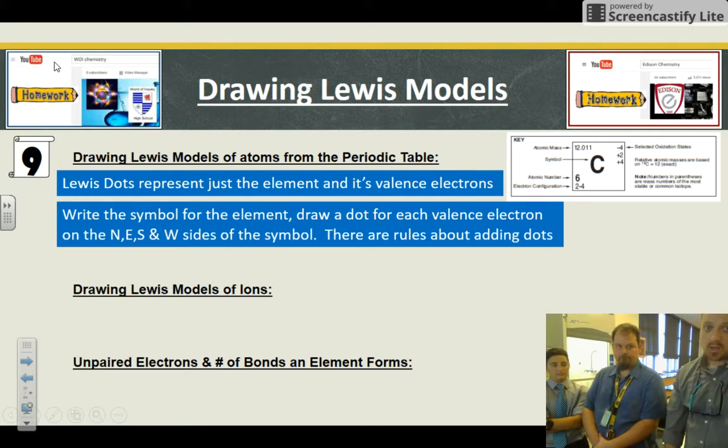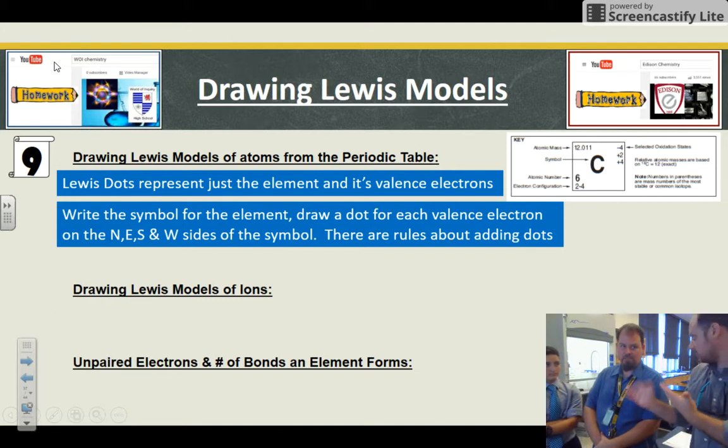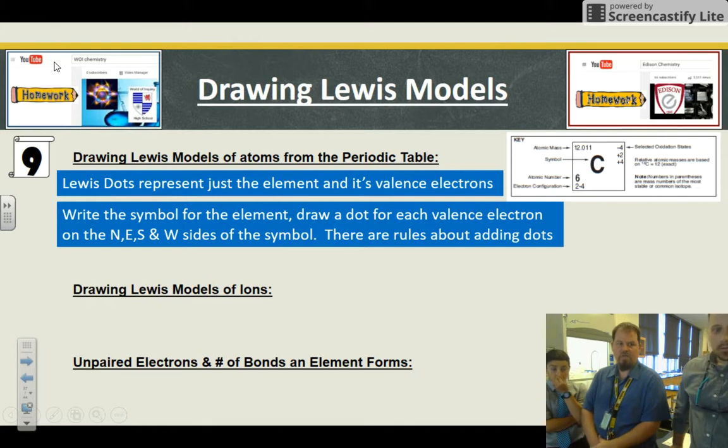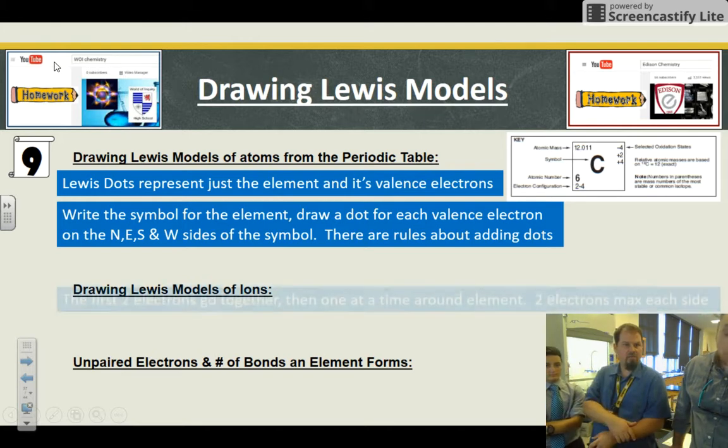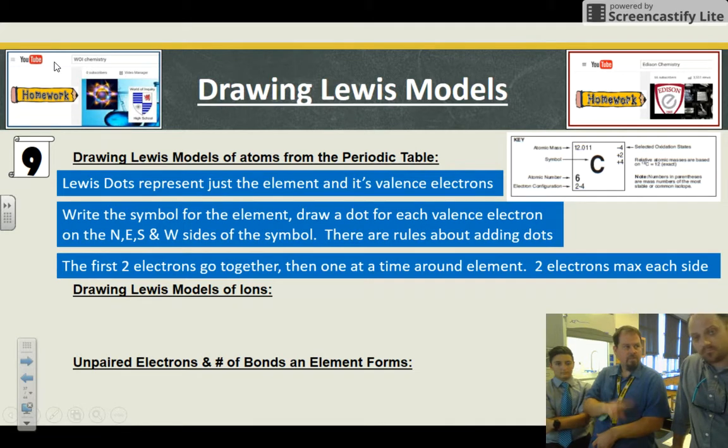There's a specific pattern for how we write the electrons around the kernel and the nucleus. We write the symbol and draw a dot for each valence electron on the north, east, south, and west sides of the symbol. There are rules for adding these dots: the first 2 go together, and then 1 at a time around the bus. You can't have more than 2 on either north, south, east, or west.